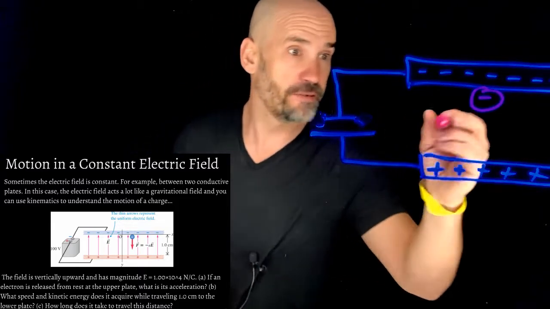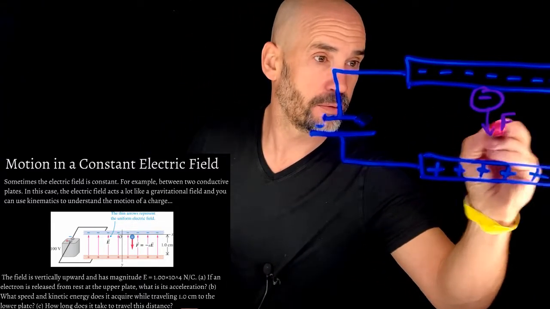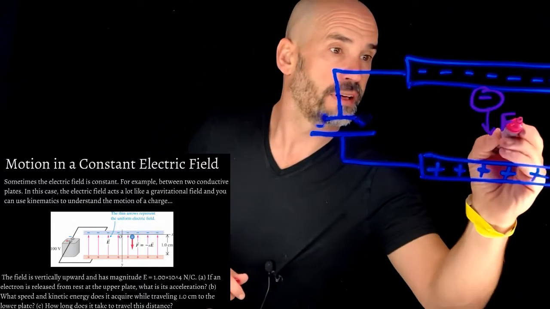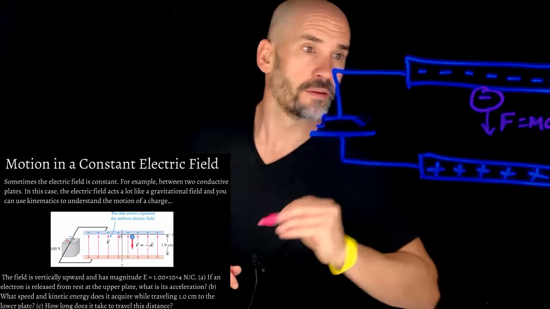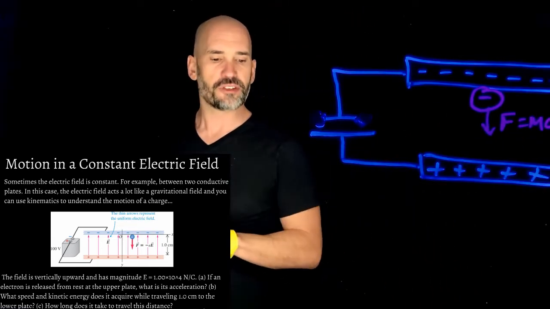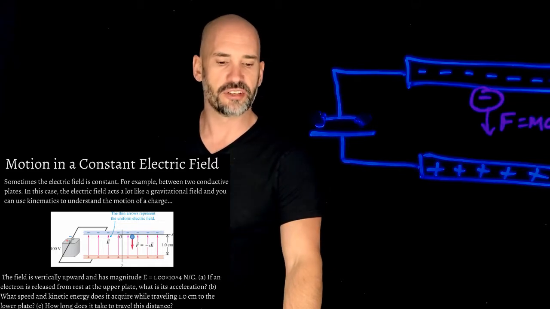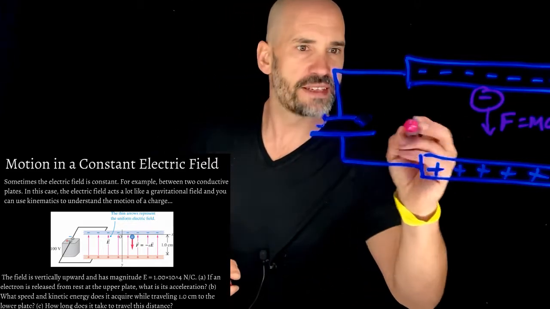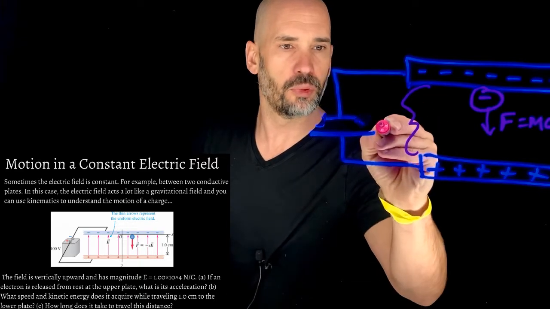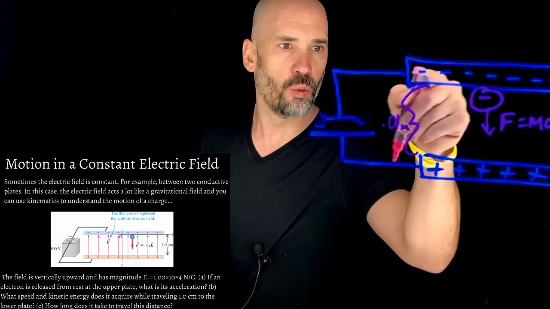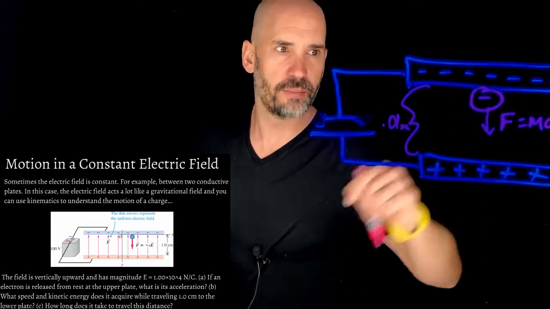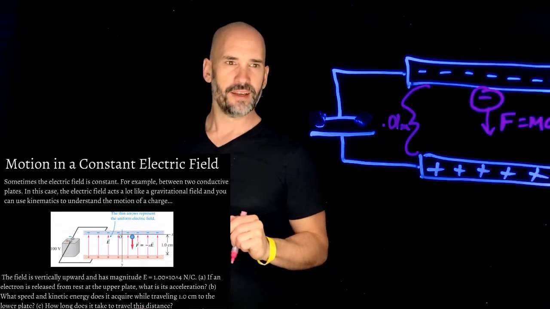It creates a force in this direction, right? And we know that force equals ma, right? So this question here is asking us, with what speed and kinetic energy does it acquire while traveling the 1 centimeter, so this distance here is 0.01 meters, the 1 centimeter from the top of the plate to the bottom of the plate. Okay? All right.